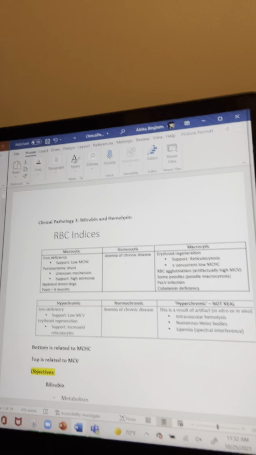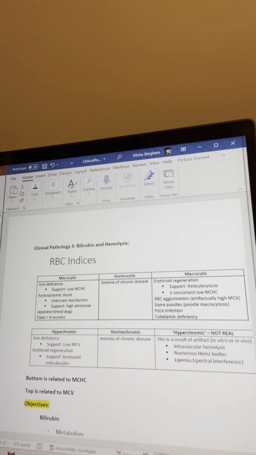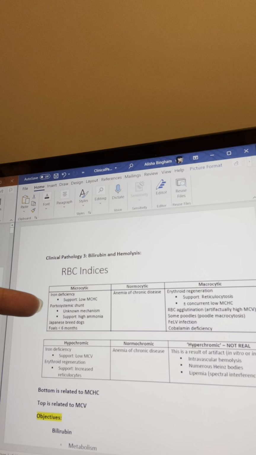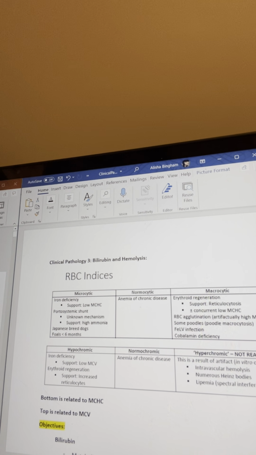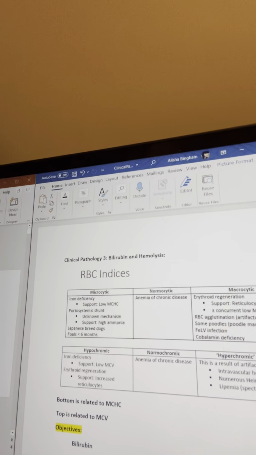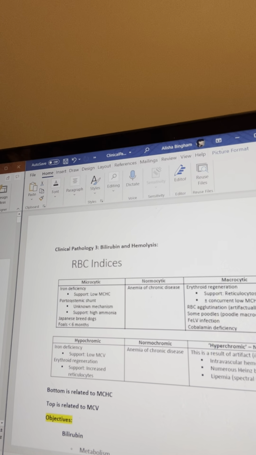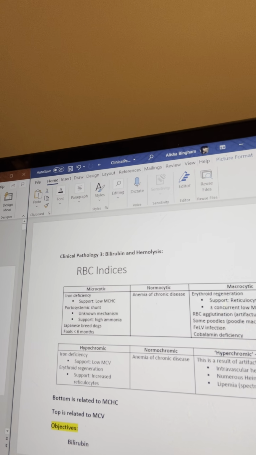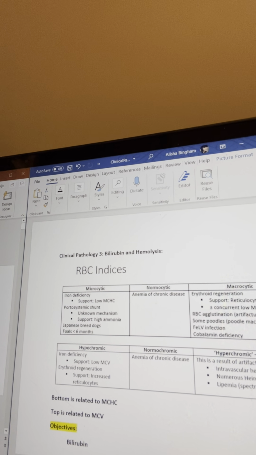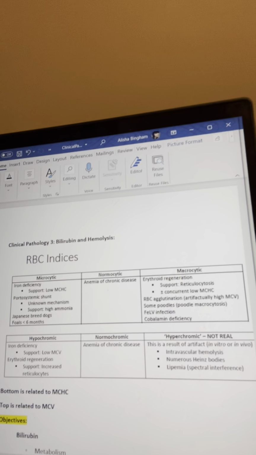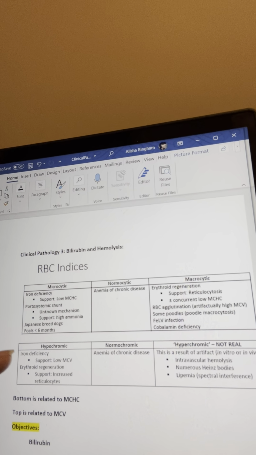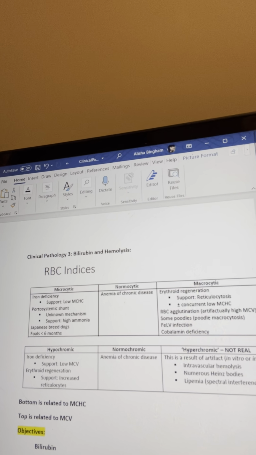And then we got into our clinical pathology 3 lecture, which had to do with bilirubin and hemolysis. So he went over everything we also went over. Here's a table of this too. So we have microcytic, which has to do with iron deficiency. So there's a low MCHC. Portosystemic shunt, that's like a liver shunt. It's an unknown mechanism, but its support is high ammonia. It's in a lot of Japanese breed dogs and in felines that are less than 6 months. And then we also have hypochromic, which also has to do with iron deficiency. So this is a low MCV.